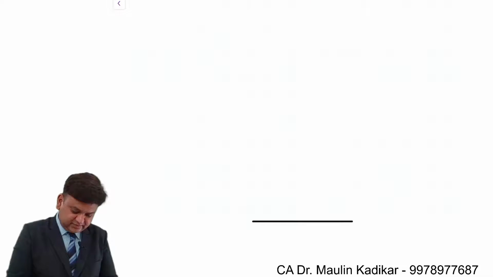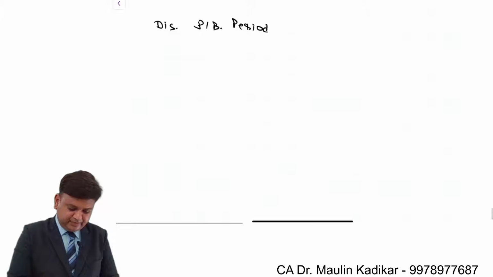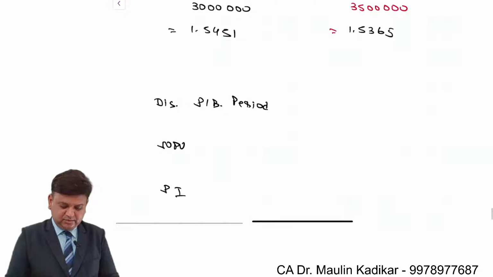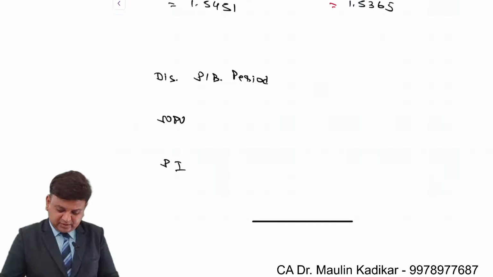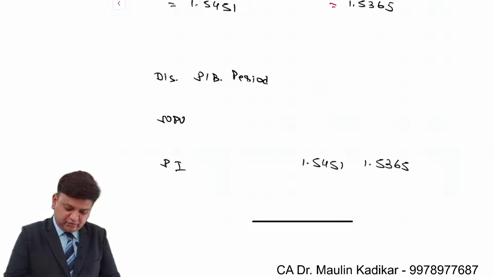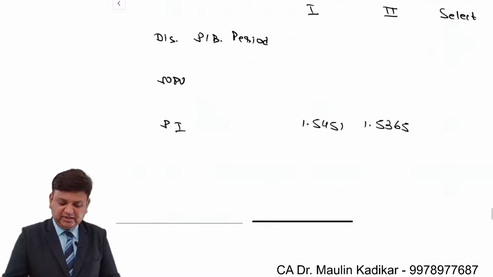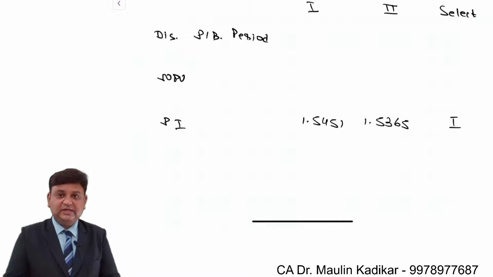So now friends, discounted payback period, NPV and PI. So PI is 1.5451 for project 1 and 1.5365 for project 2. So we understand that based on PI criteria, select project 1. That is the way we are required to give answer.